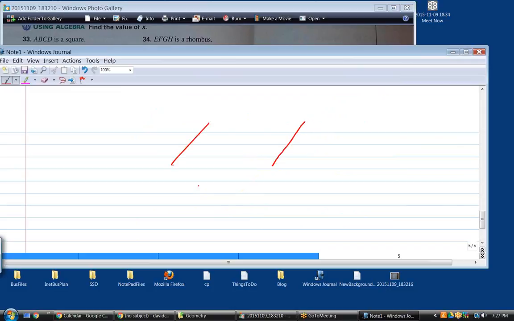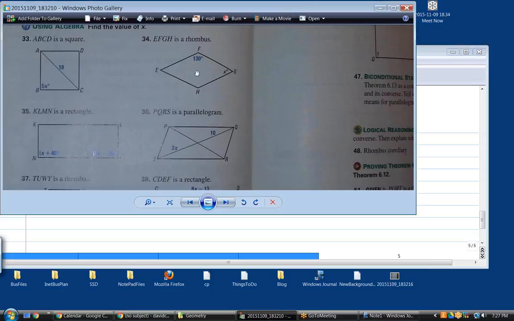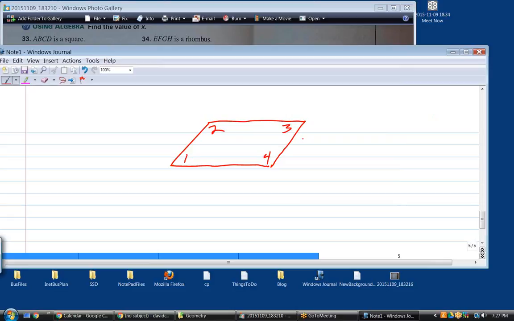If I draw a parallelogram like this, what do I know about angles 1, 2, 3, and 4? 2 and 4 are equal to each other, and 3 and 1 are equal to each other. Okay. So in this case up here, I know that G is equal to E, and F is equal to H, and they're both 130. So what must be true between these two? Adjacent angles are supplementary, always in parallelograms.